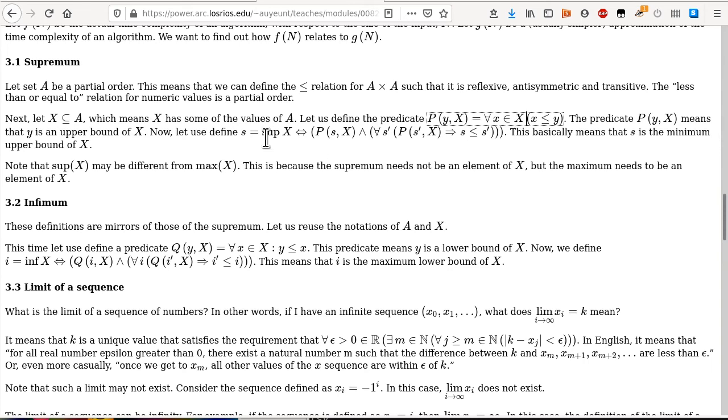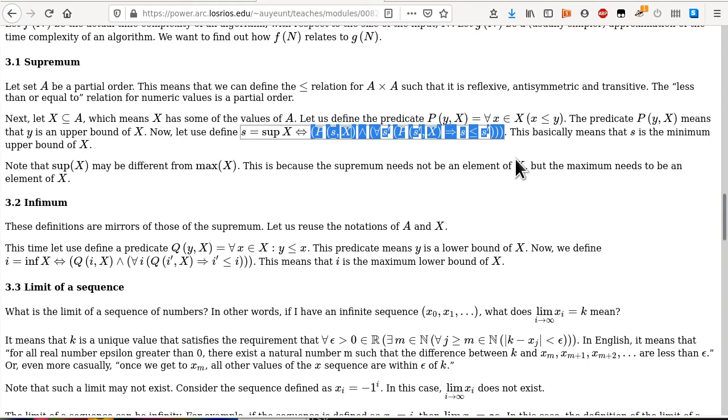Okay, so now we introduce another definition. The notation we want to introduce is this part here. We are saying lowercase s is the supremum of X. Well, what does that mean? This is just a notation saying that s, which is a single value, is the supremum of X, which is a set. This is the rest of the definition. We can call s a supremum of X if and only if this portion is true.